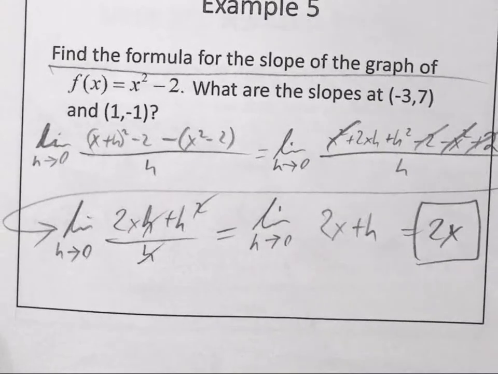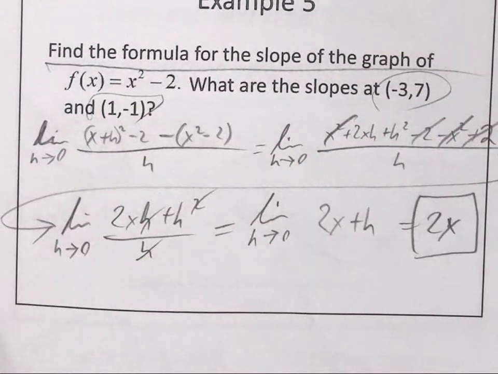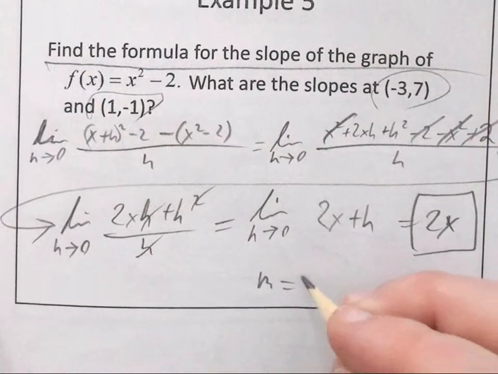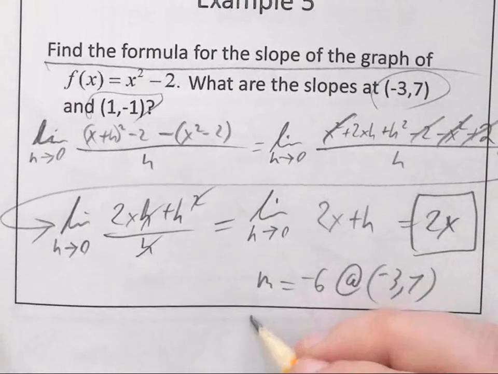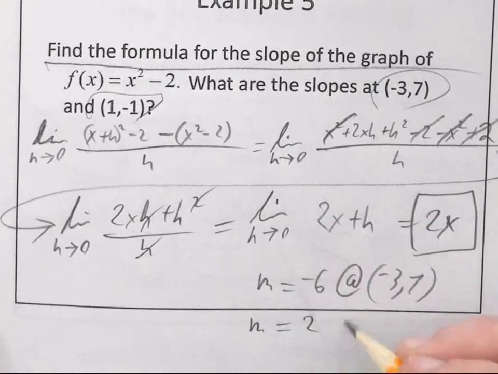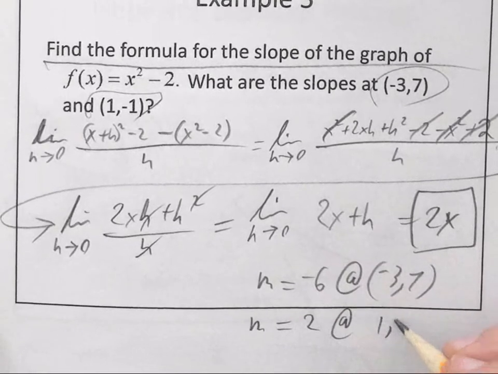So if I plug in, I am asking two different ones here, right? So what's your first slope? So m equals -6 at -3, 7. And what's your other slope? At 1, -1.